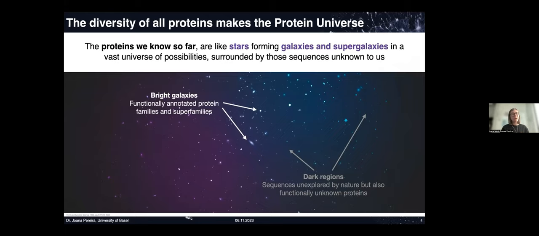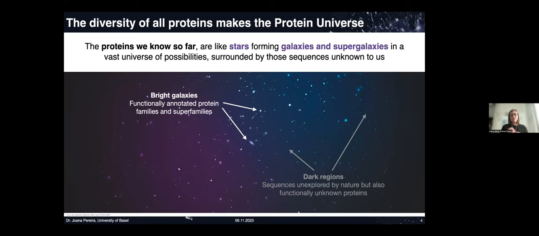So if we think about the diversity of proteins that could be constructed from an alphabet of 20 amino acids, there's basically an infinite number of possibilities. And we can see these possibilities as a very large landscape of possible protein sequences. And of course, within these are those that nature sampled. So these are like galaxies, or stars, in this universe. And those that are functionally annotated are bright stars, because we can see them, we know what they do.